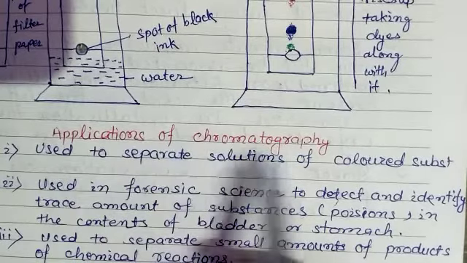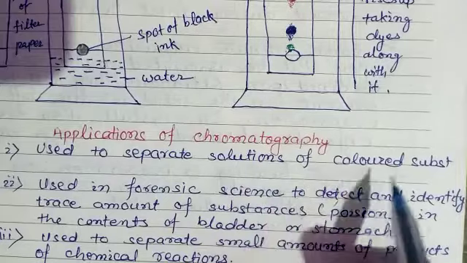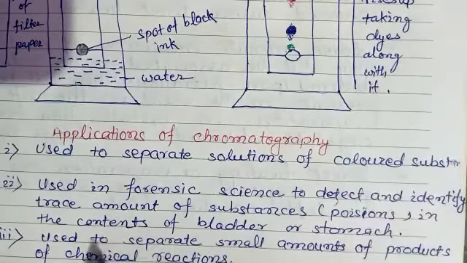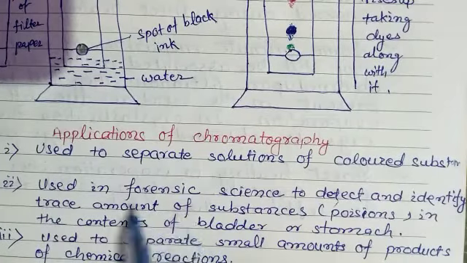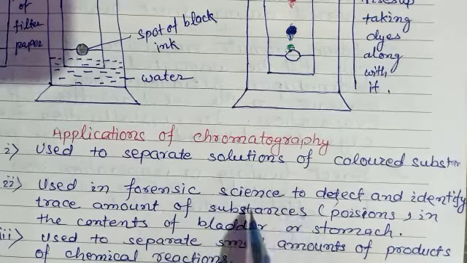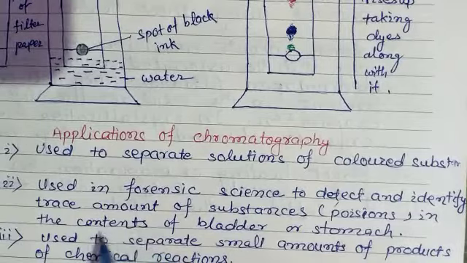So chromatography is used to separate a solution of colored substances, students, and it is also used in forensic science or a forensic lab to detect and identify small amounts of substances like poison in the contents of the bladder or stomach.